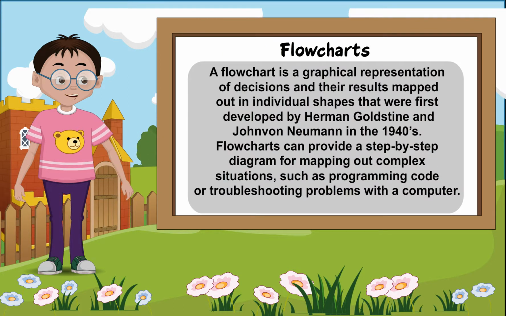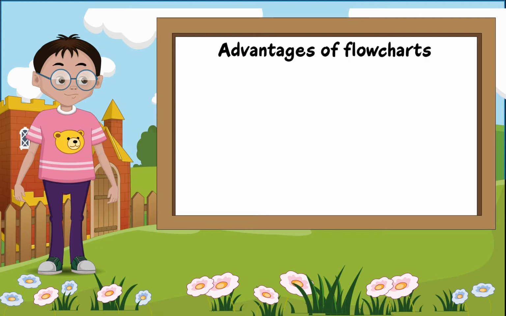Flowchart. A flowchart is a graphical representation of decisions and their results mapped out in individual shapes that were first developed by Herman Goldstine and John von Neumann in the 1940s. Flowcharts can provide a step-by-step diagram for mapping out complex situations, such as programming code or troubleshooting problems with a computer.